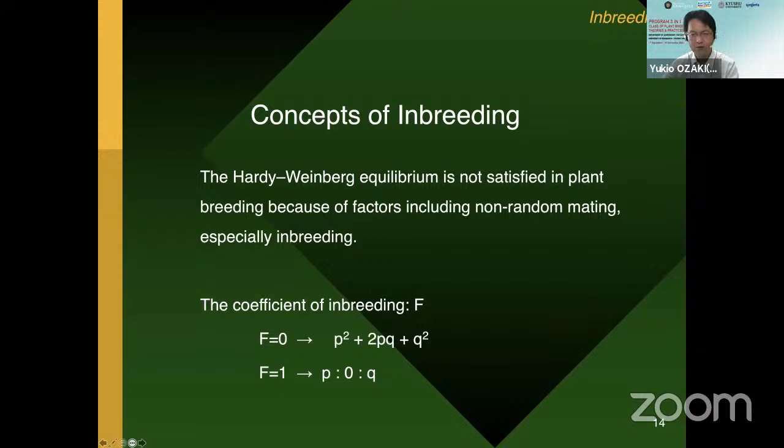However, if F equals 1, it becomes P, 0, Q. The results show that any inbreeding leads to homozygosity, all or nearly all loci homozygous, with extreme inbreeding leading to a complete absence of heterozygotes.